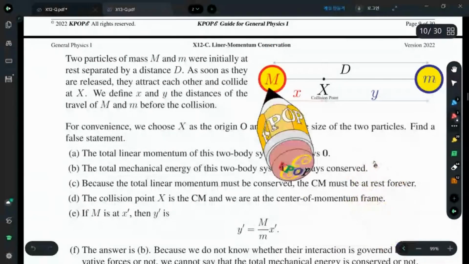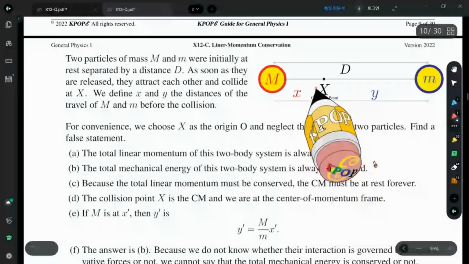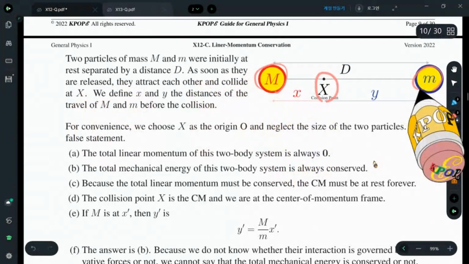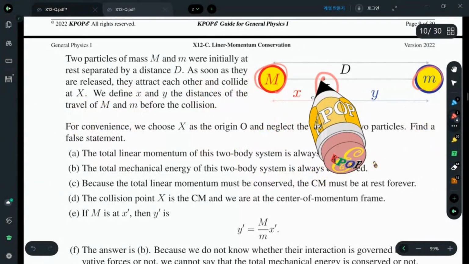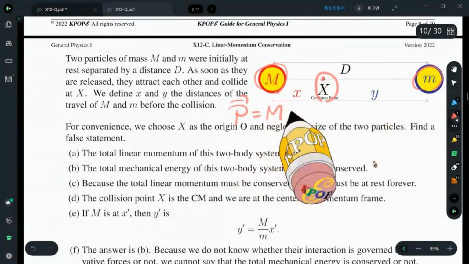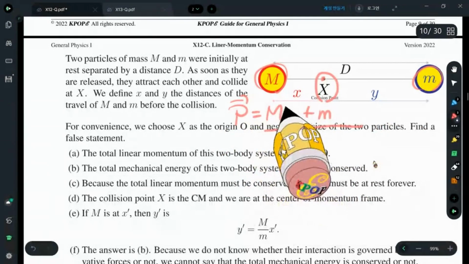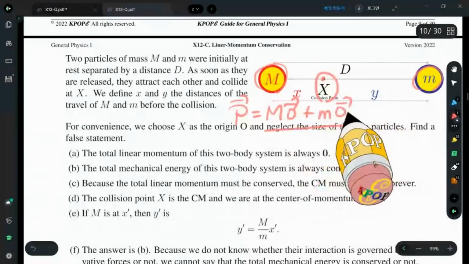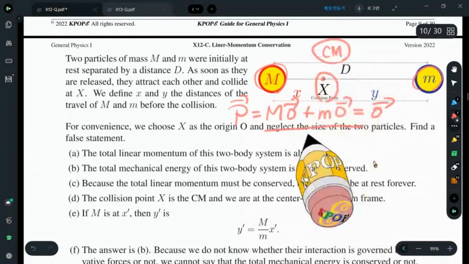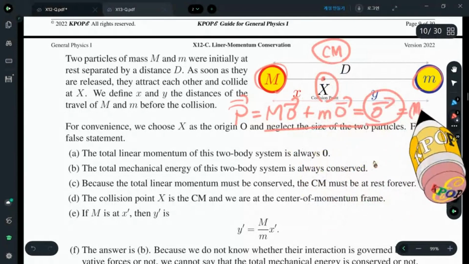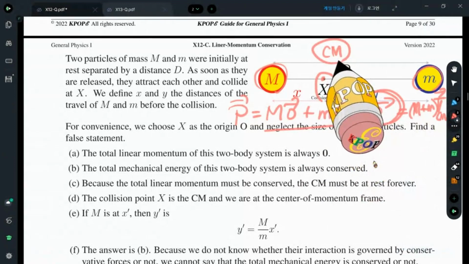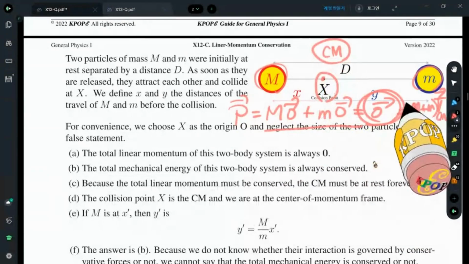Here, let us see this problem. We have two particles and a collision point. Two particles of capital M and small m were initially at rest. And this is the collision point. What is the initial total linear momentum? Total linear momentum at the initial state is capital M plus small m, what is the velocity? Zero vector. Aha, it is 0. That means this frame is the CM frame. The center of mass is not moving. This is capital M plus small m multiplied by the center of mass velocity, and this is 0. So the center of mass is at rest. That means this frame of reference is the center of mass frame.